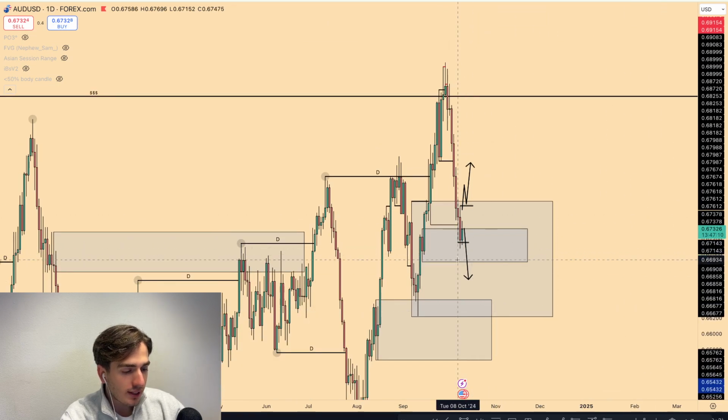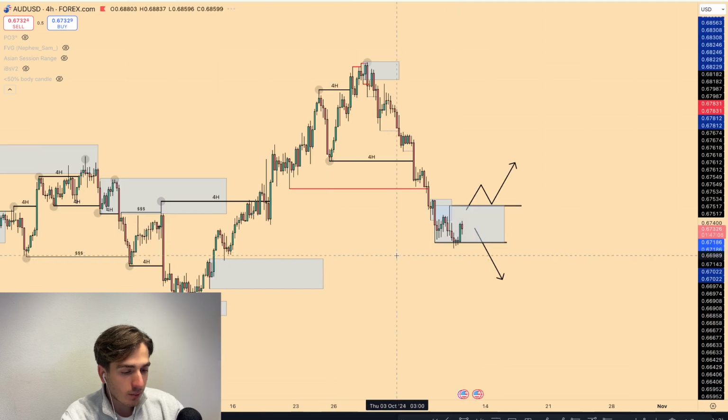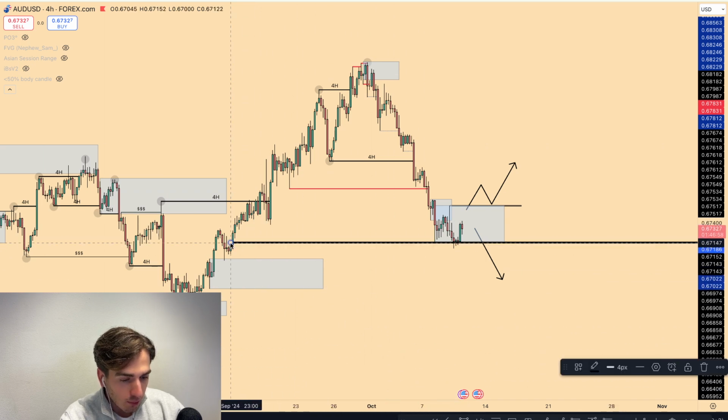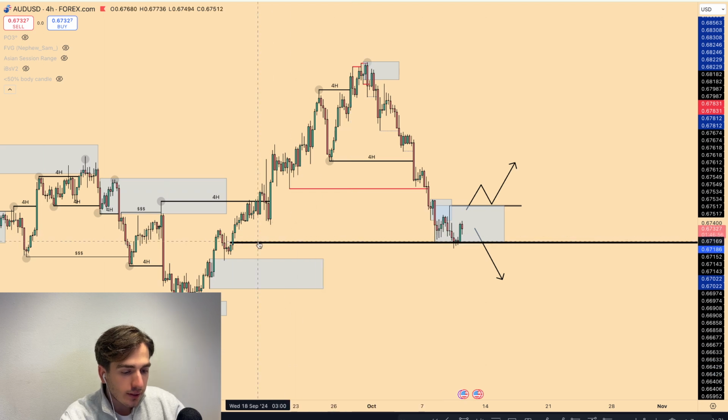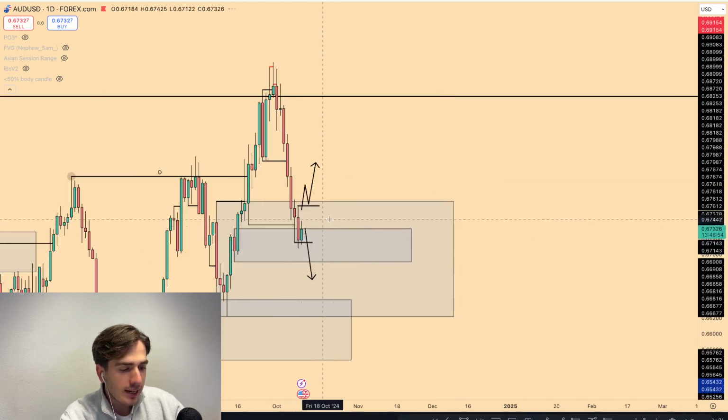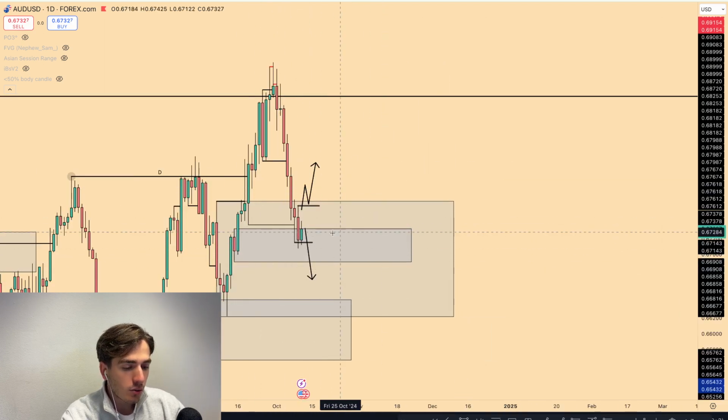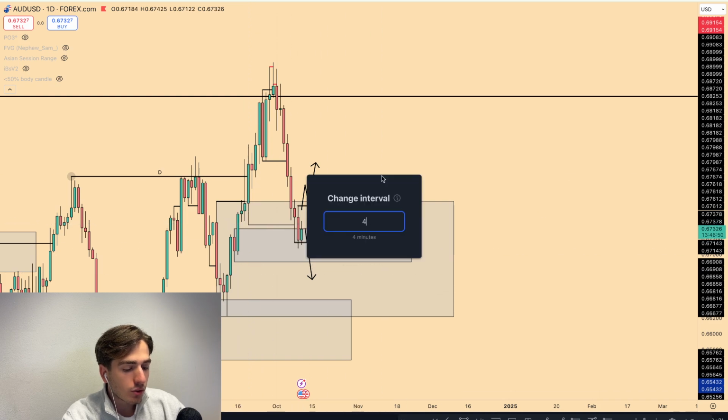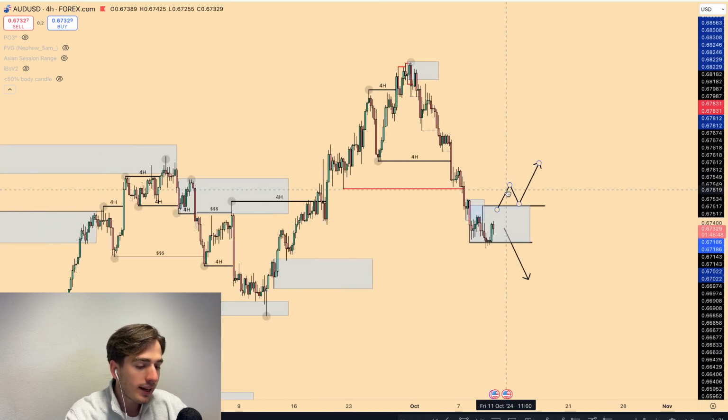I'm not drawing in any 4-hour demand just because the daily demand zone is so much cleaner, and there's no real clean area of 4-hour demand in my opinion. Obviously we kind of have these wicks over here, but nothing really clean that I like drawing in. So I just focus on the daily, and now from inside this daily demand zone and this liquidity low over here, I just focus on what the 4-hour market structure is going to do next.